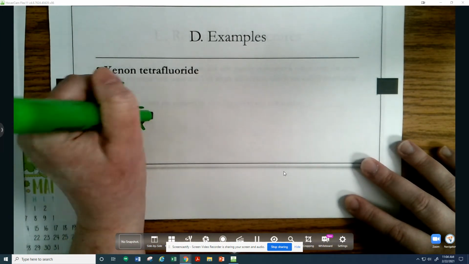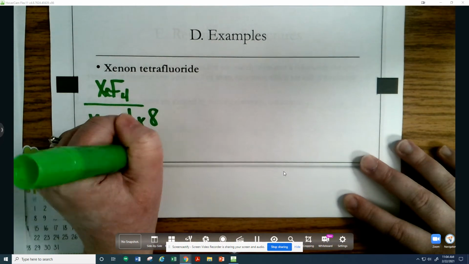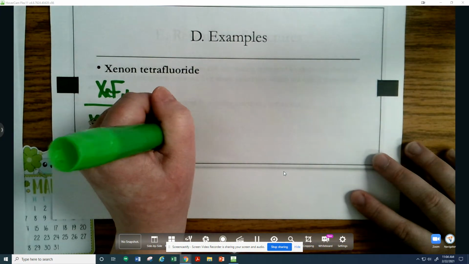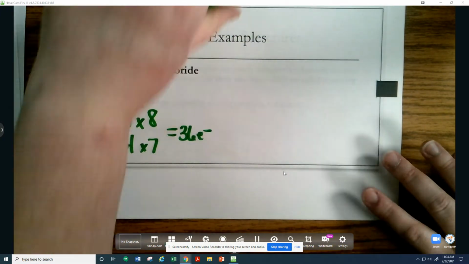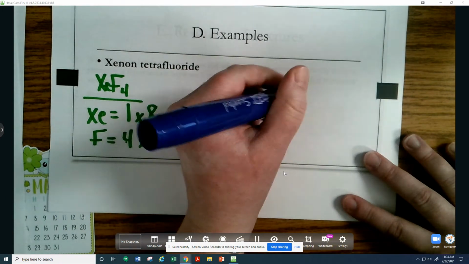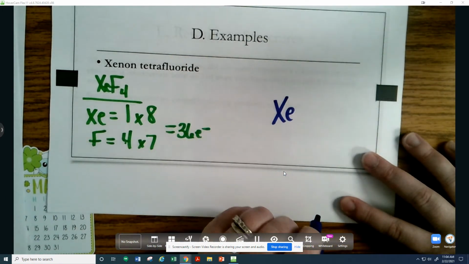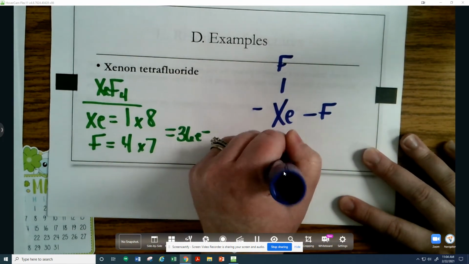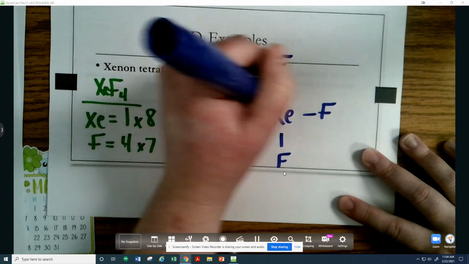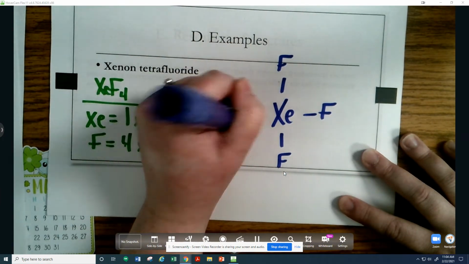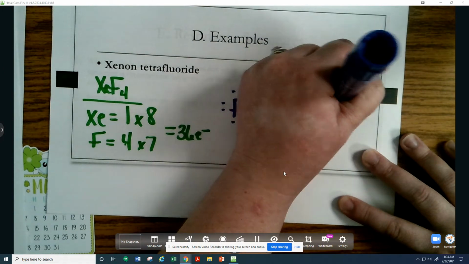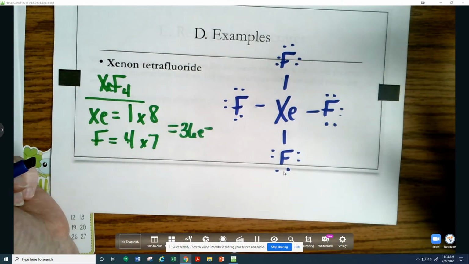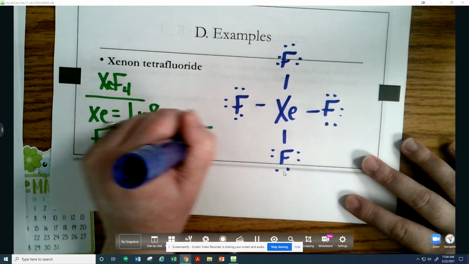So xenon, because it's a noble gas, has 8 electrons, and fluorine has 7. So we have 4 times 7 giving us 28, plus another 8, we get 36 electrons to spend in this scenario. Our central atom, odd man in the middle, xenon, is going to be placed in the middle, and we should have 4 attached fluorines. So we have 2, 4, 6, 8, 10, 12, 14, 16, 18, 20, 22, 24, 26, 28, 30, 32. Okay, so I've only spent 32 electrons. In my problem, I have 36.